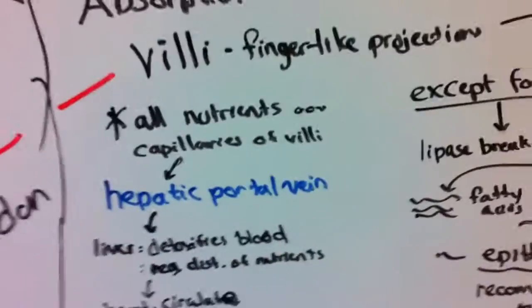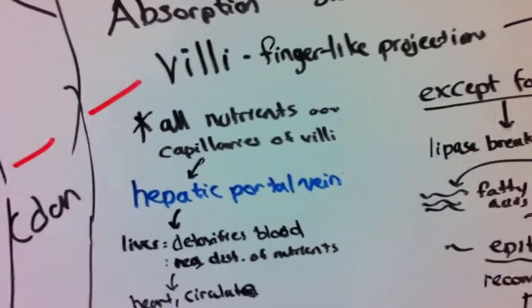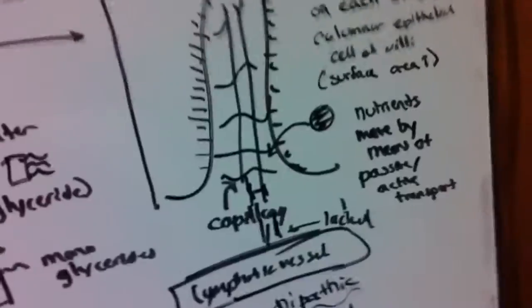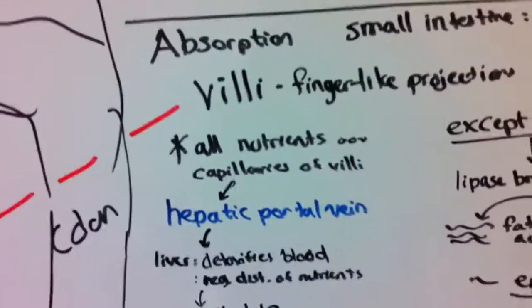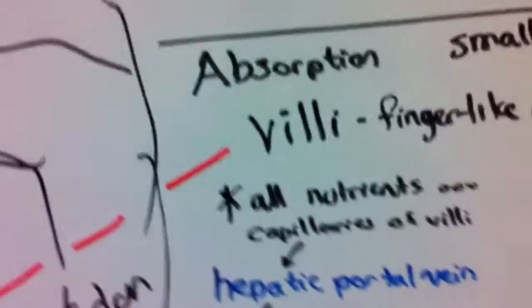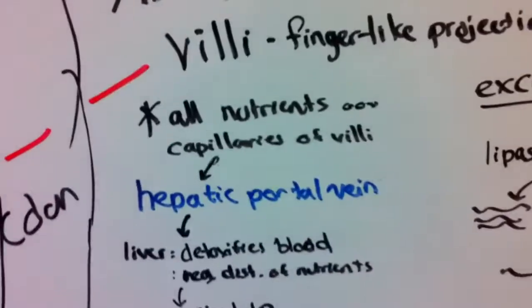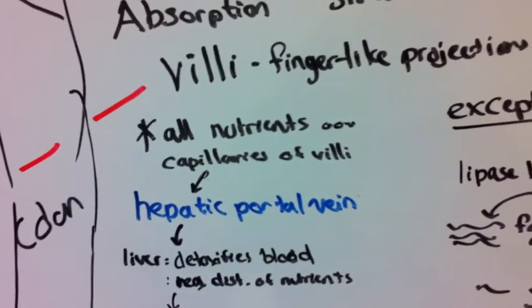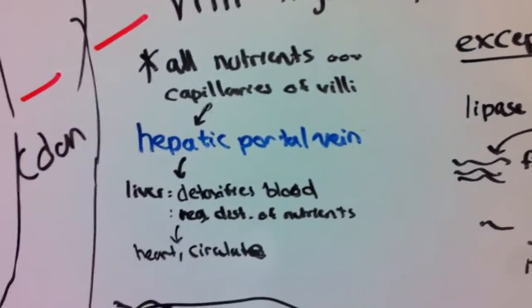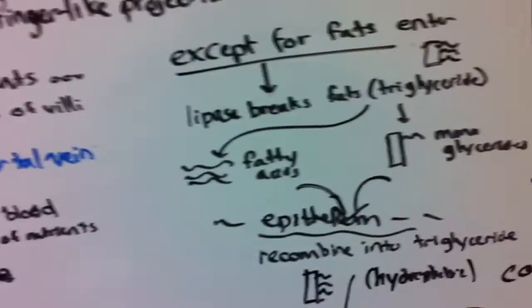So, one thing to note is that all nutrients, except for fats, enter the capillaries of the villi. So after they enter to here, they enter the capillaries, which are around here. And the capillaries will then go to what we call the hepatic portal vein, pictured in blue right here, which will lead us from the capillaries of the villi to the liver, up here. Now, the liver will detoxify our blood and also regulate the digestion of nutrients. Afterwards, it will then head off to the heart and circulatory system.